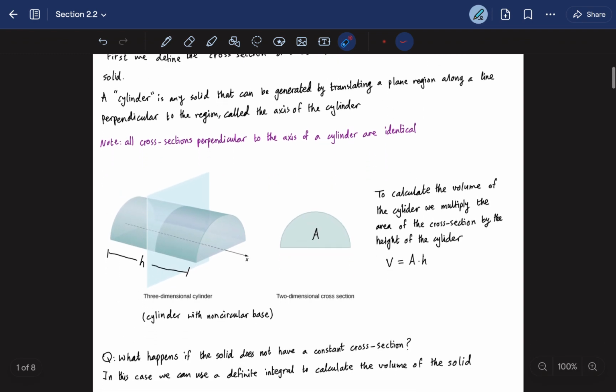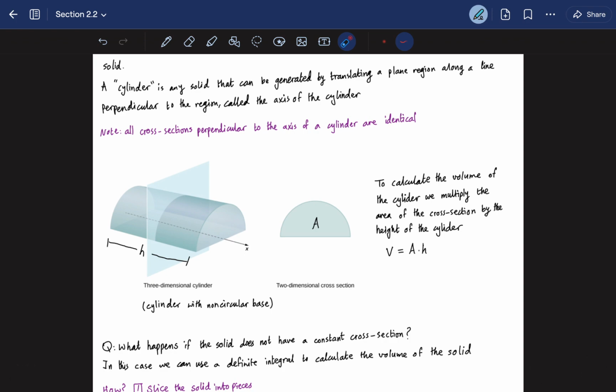Okay, so let's look at this graph here. If I have this cylinder and I take a plane and intersect it, you're going to get this semicircle. This is what we call a cross-section. So if we want to evaluate the volume of this shape, the volume would be just the area of this cross-section multiplied by the height. So this is how we get the volume.